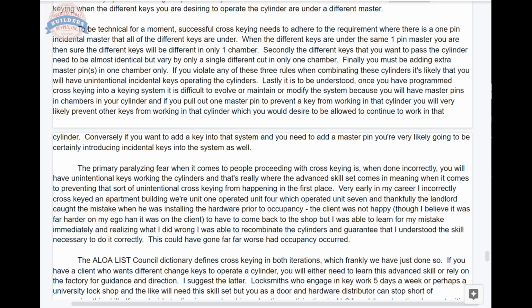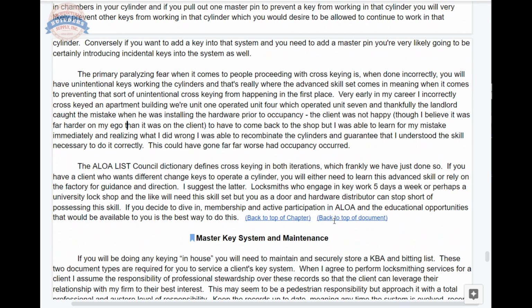The client was not happy, though I believe it was far harder on my ego than it was on the client. That's my attempt to be humorous. There's nothing humorous about this. It was a tough lesson to learn, to have to come back to the shop, but I was able to learn from my mistake immediately, and realizing what I did wrong, I was able to recombinate the cylinders and guarantee that I understood the skill necessary to do it correctly. This could have gone far worse had occupancy occurred. Don't play with cross-keying unless you're extremely lucky like I was.